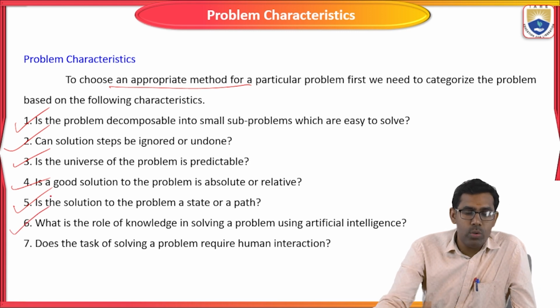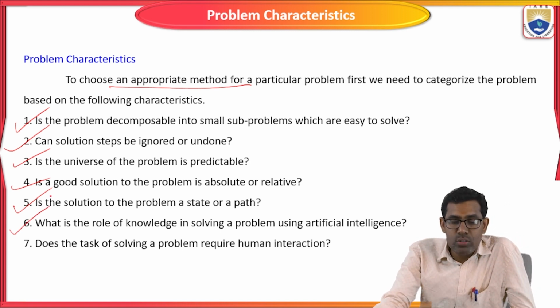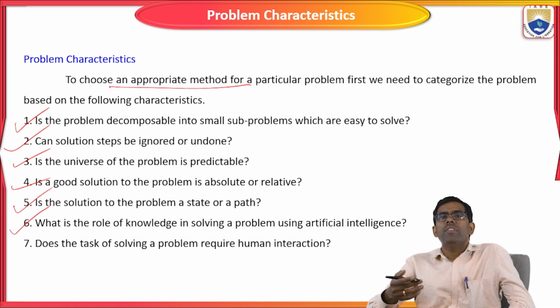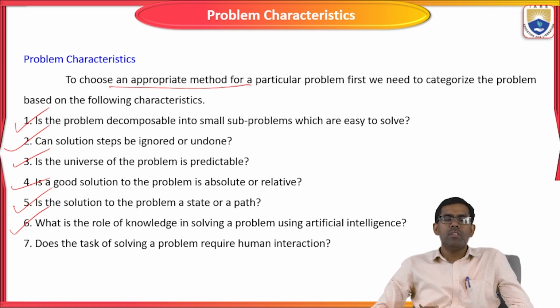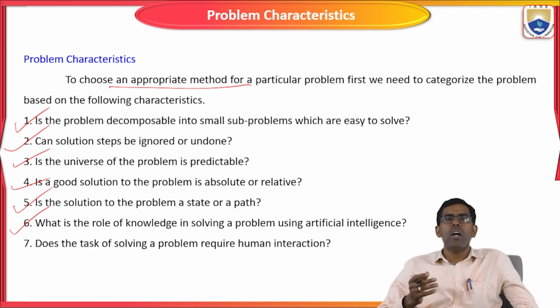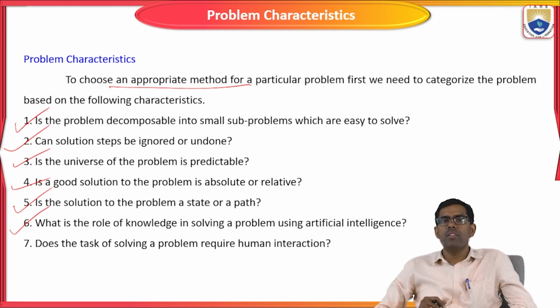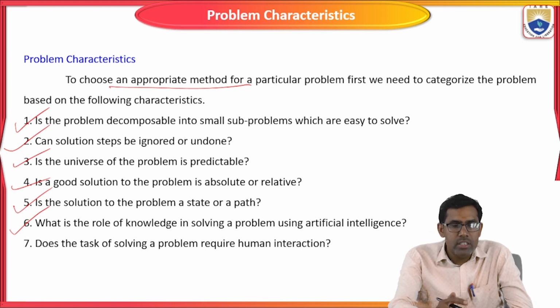What is the sixth one? What is the role of knowledge in solving a problem using artificial intelligence? If we use artificial intelligence to solve a set of problems, what kind of knowledge are they going to use? What specific steps or states are going to be considered, or what kind of knowledge are they going to follow to solve a particular problem using these AI machines or AI devices? So that is the sixth category.